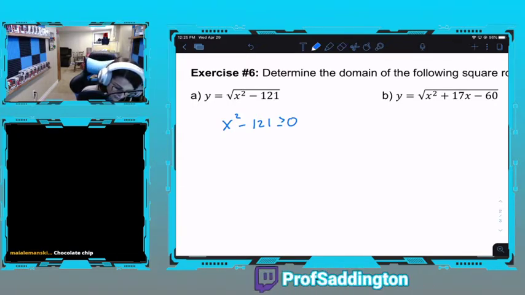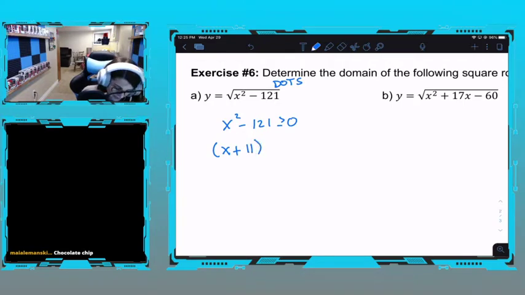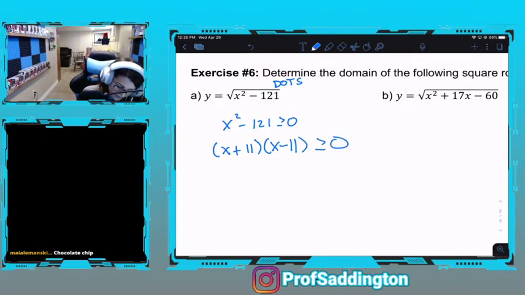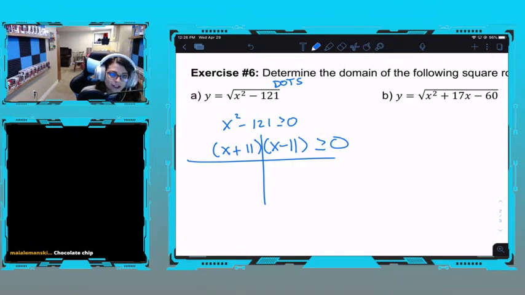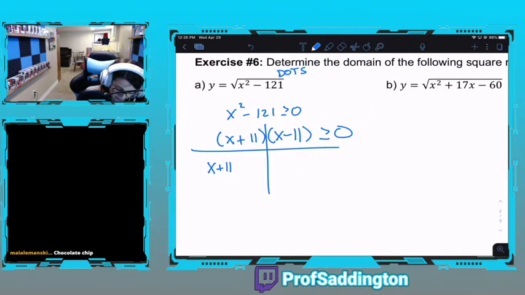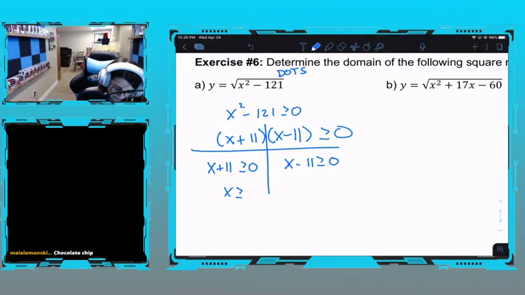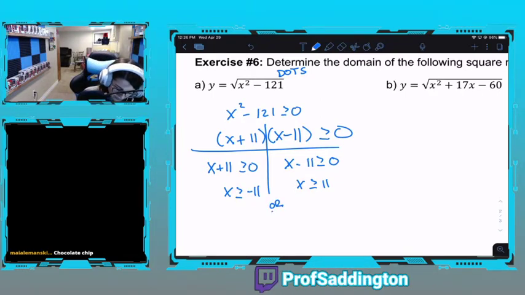So this is a difference of two perfect squares. It factors into x plus 11 and x minus 11, greater than or equal to 0. We'll drop down our t-chart. So x plus 11 is greater than or equal to 0, and x minus 11 is greater than or equal to 0. So x can be greater than or equal to negative 11, or x can be greater than or equal to positive 11. So it's one of those.